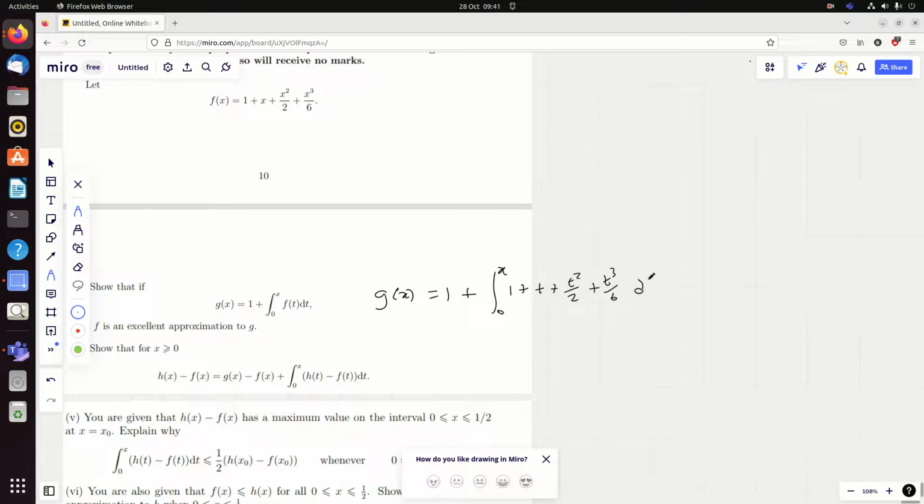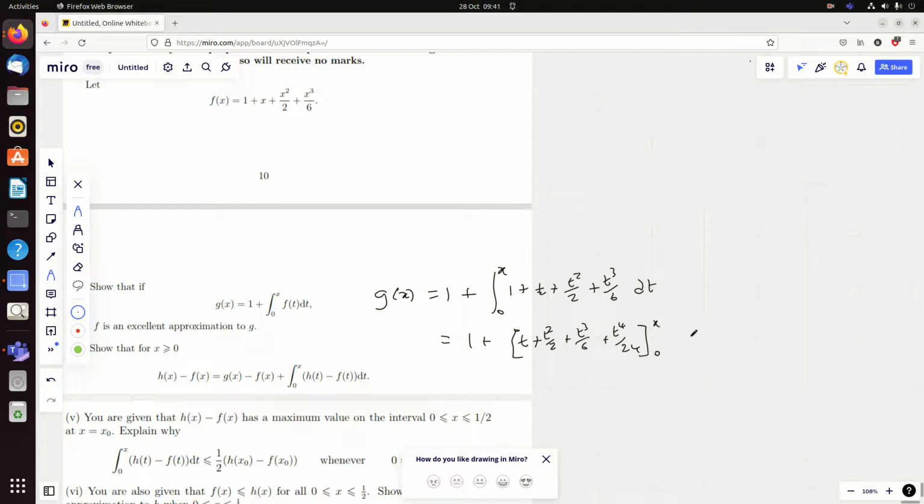But here, the one thing you are able to do in AS integration is integrate a polynomial. And so, yeah, we can integrate this. This isn't a problem. So we're going to get 1 plus, open brackets. Now, when we integrate that, we're going to get t plus t squared over 2 plus t cubed over 6 plus t to the 4 over 24 between x and 0.